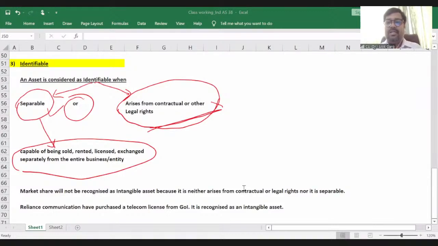Any problem, any challenge so far? I hope it is clear to everyone. Jay is saying not separable but arises from contract. You are right, Jay. Mahendra is saying intangible asset. Okay.